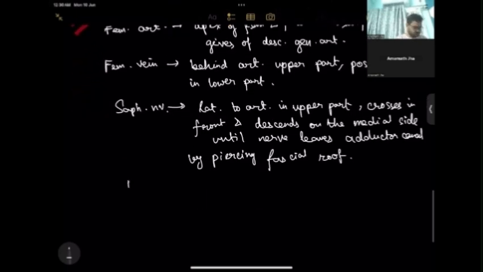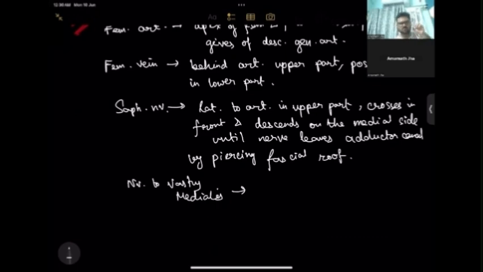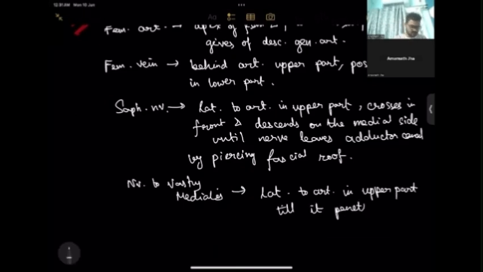Finally, the nerve to vastus medialis. This is again just a description of the contents. If you have time, you can add it; if you don't have time, don't, just don't take the risk. It is lateral to the artery in the upper part, till it penetrates the muscle. Which muscle? The vastus medialis.